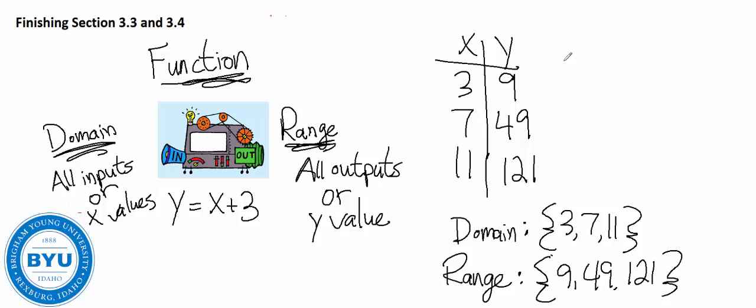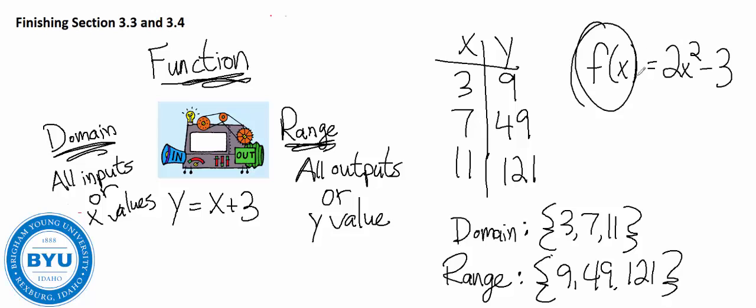Sometimes functions are written in algebraic notation, something like this: f of x equals 2x squared minus 3. Ooh, this right here is function notation. Function notation is basically just a name for a function. For example, we would say that this is f of x. The name is f, and x is the variable.